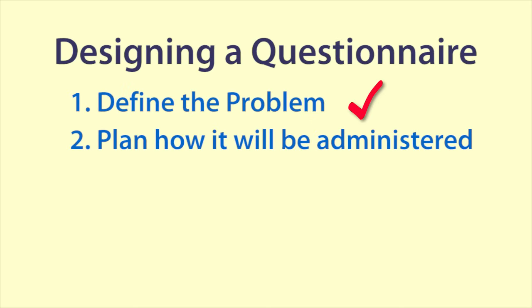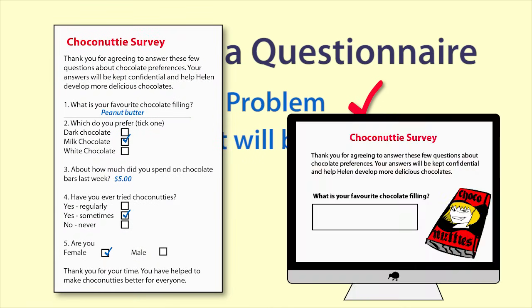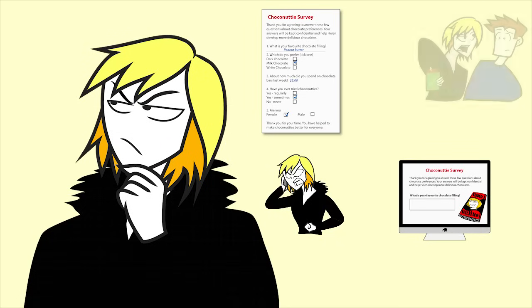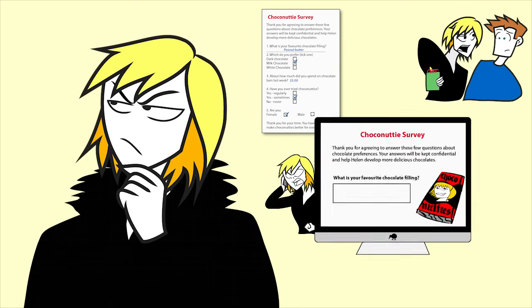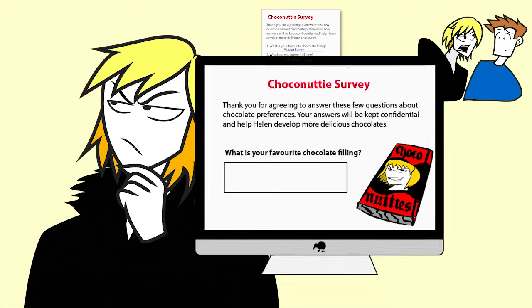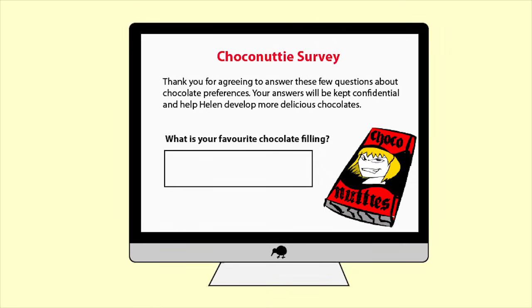Step 2. Plan how the survey will be administered. We can choose between phone, personal interview, written or online questionnaire. These methods each have different advantages and disadvantages. The method of administration affects the types of questions that can be asked. For her budget, and because Helen wants to reach more than just current customers, Helen wants to use an online survey method. This will make creating the questionnaire and doing the analysis much easier.